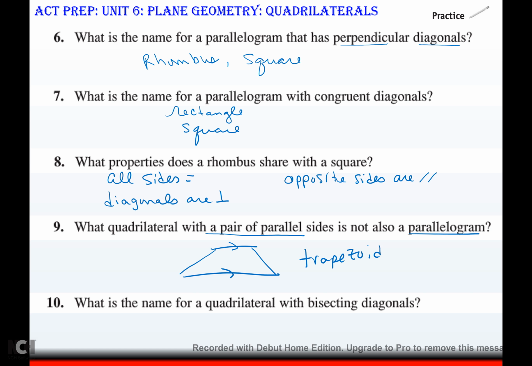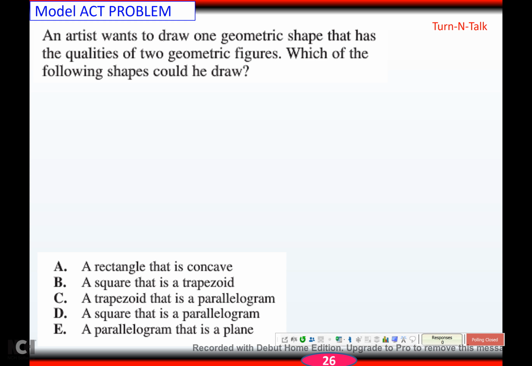10, what is the name for the quadrilateral with bisecting diagonals? Well, that would be a parallelogram. Which then, since a rectangle, a rhombus, and a square all share those properties with a parallelogram, that means that their diagonals also bisect each other. So a parallelogram, a rectangle, a square, and a rhombus, technically. Alright, you try this, hit pause, come back when you're ready.